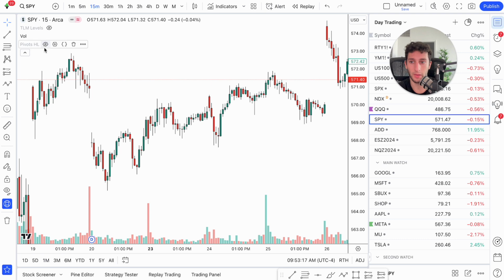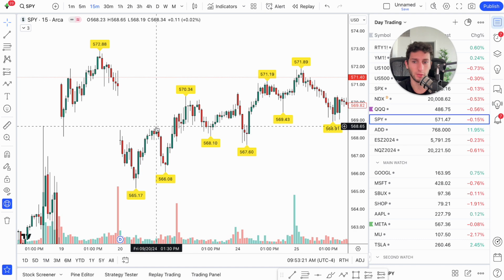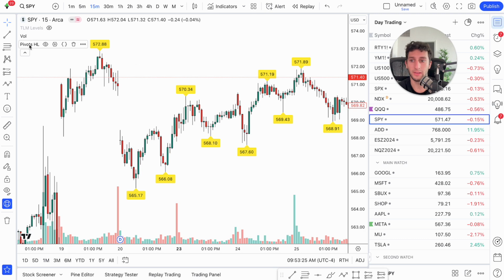So again, I can even put on the pivot tie low. This was not great. I would say it's missing a little pivot here and right here. Other than that, it works pretty well, okay? You can kind of see where the pivots are, right?